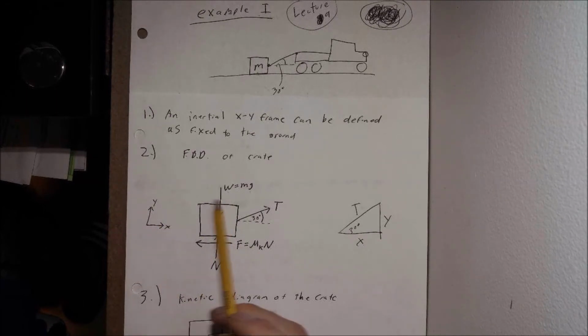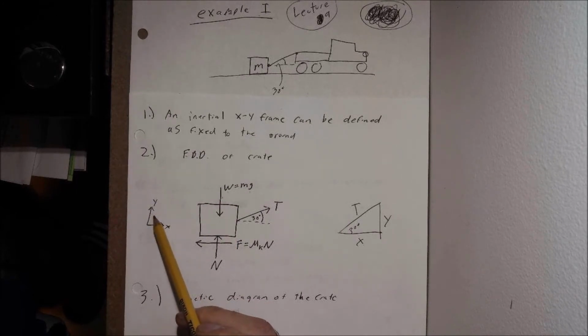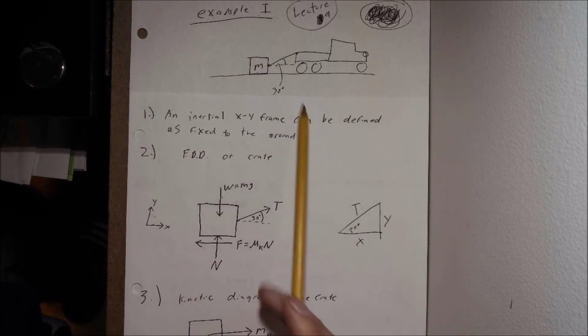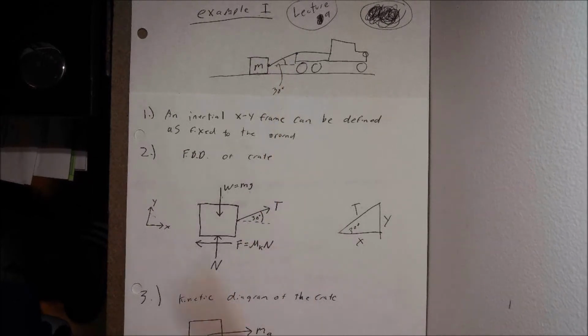So this is acting in our negative y direction. So the sign convention of this weight force is going to be negative because we chose our y to be positive going up. What else is acting on this here? Well, we have our tension right here, a load being applied to this cable. So this is acting right here.